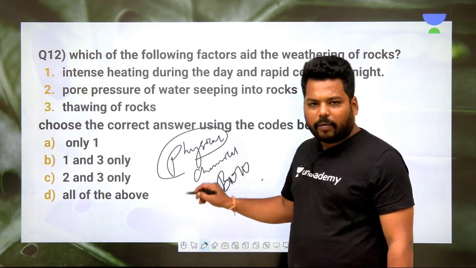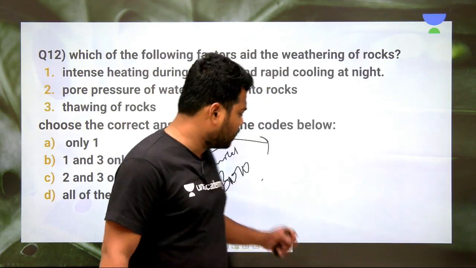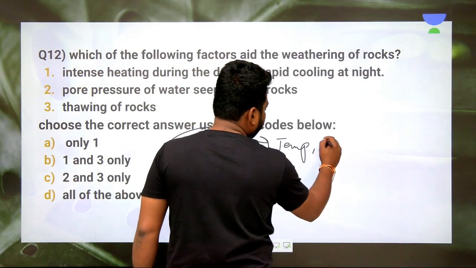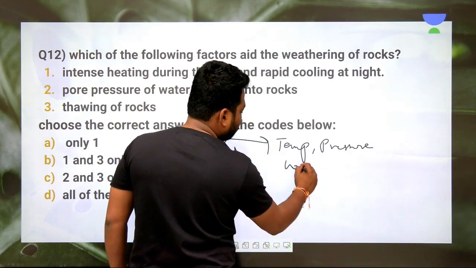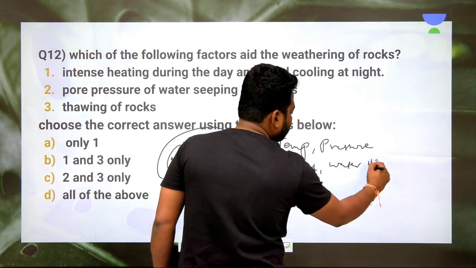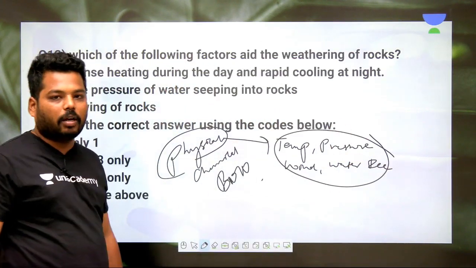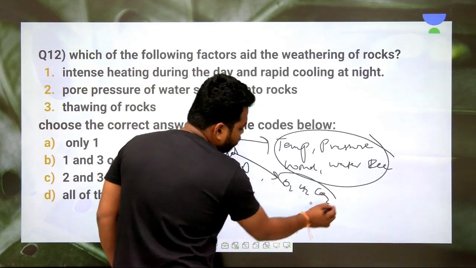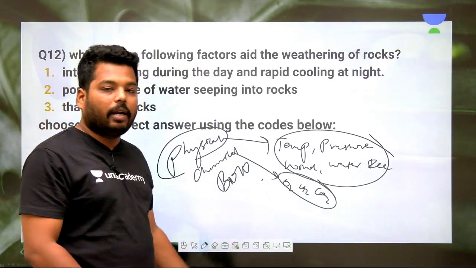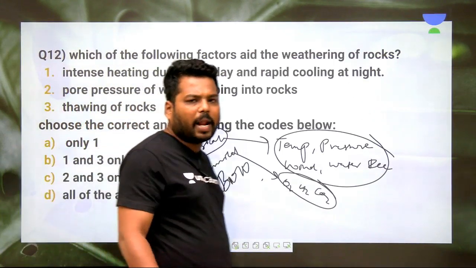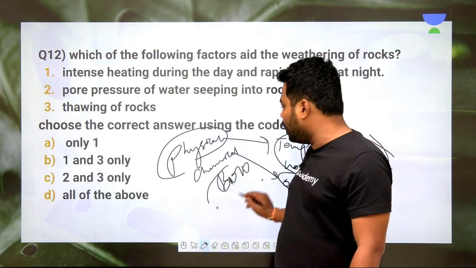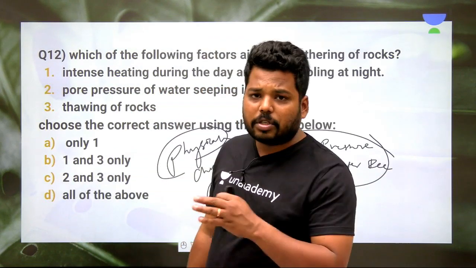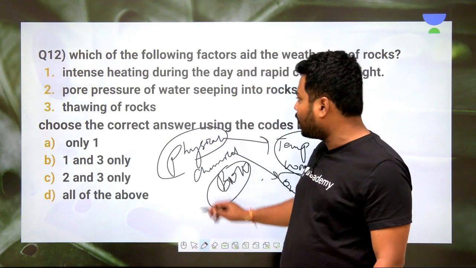Physical weathering, whenever it happens, has different factors: temperature, pressure, wind, water, and ice as acting features. They are the agents of physical weathering. In chemical weathering, oxygen, hydrogen, and carbon dioxide are the major things which can make the rock decompose. And biological weathering, obviously plants, roots, human beings, microorganisms, all come under it. Clear? So weathering is simply disintegration and decomposition of the rocks, which happens because of external factors.